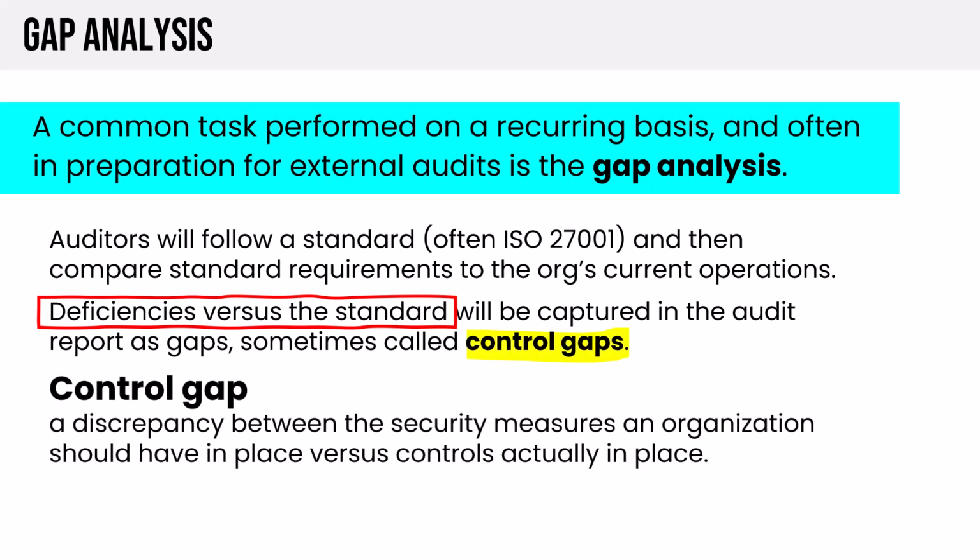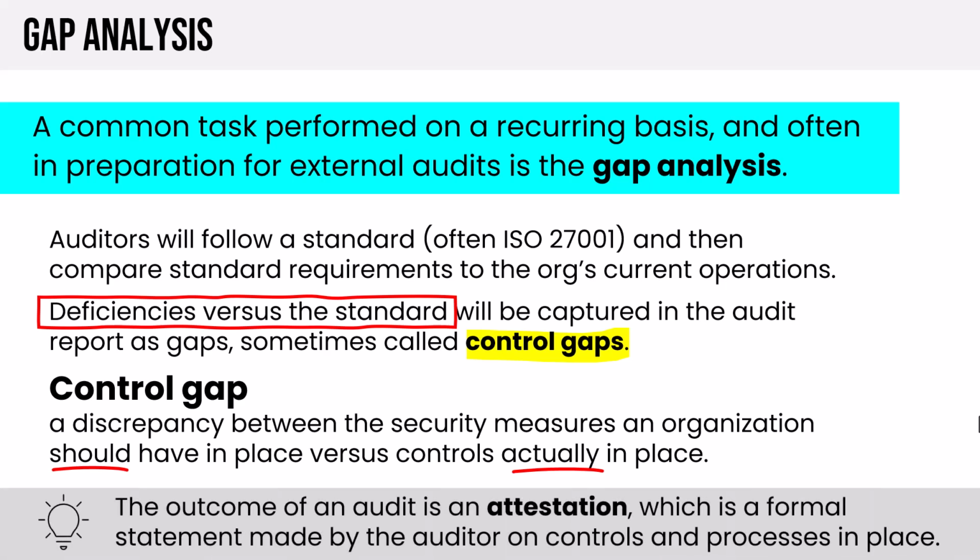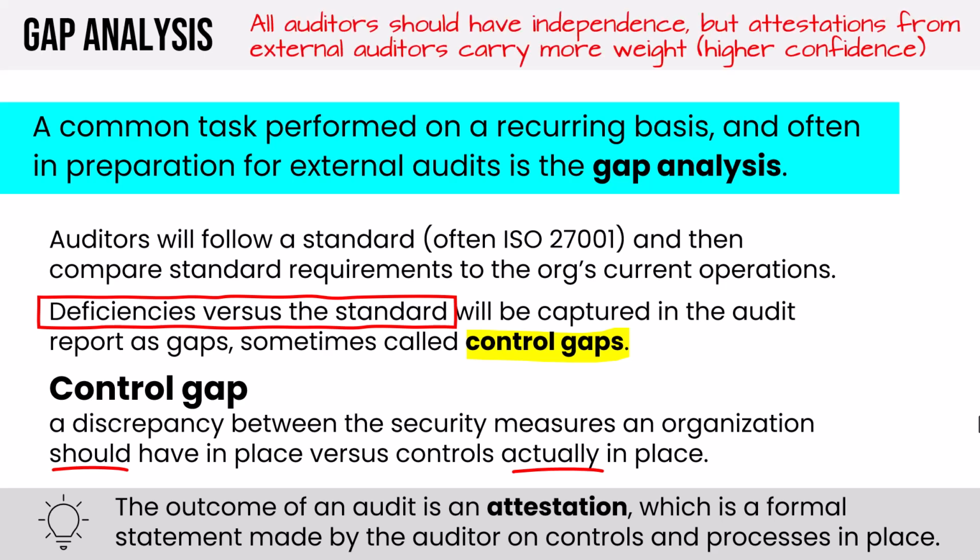A control gap is a discrepancy between the security measures an organization should have in place versus the controls they actually have in place. The outcome is an attestation, which is a formal statement made by the auditor on the controls and processes in place and as to whether or not they are sufficient. Both internal and external auditors should have independence in the audit process, but attestations from external auditors tend to carry more weight, higher confidence, because the auditor is not employed directly by the organization.